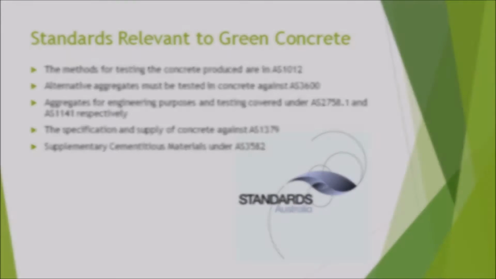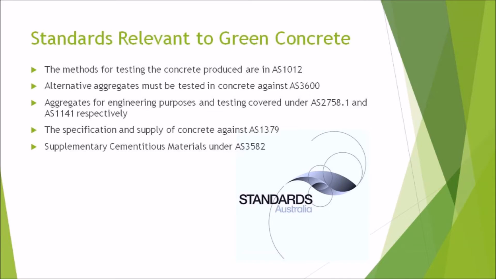Some of the relevant standards for green concrete include the methods for testing concrete produced in AS 1012. Alternative aggregates must be tested in concrete against AS 3600. Aggregates for engineering purposes and testing are covered under AS 2758.1 and AS 1141 respectively. The specification and supply of concrete is against AS 1379 and the supplementary cementitious materials used under AS 3582.